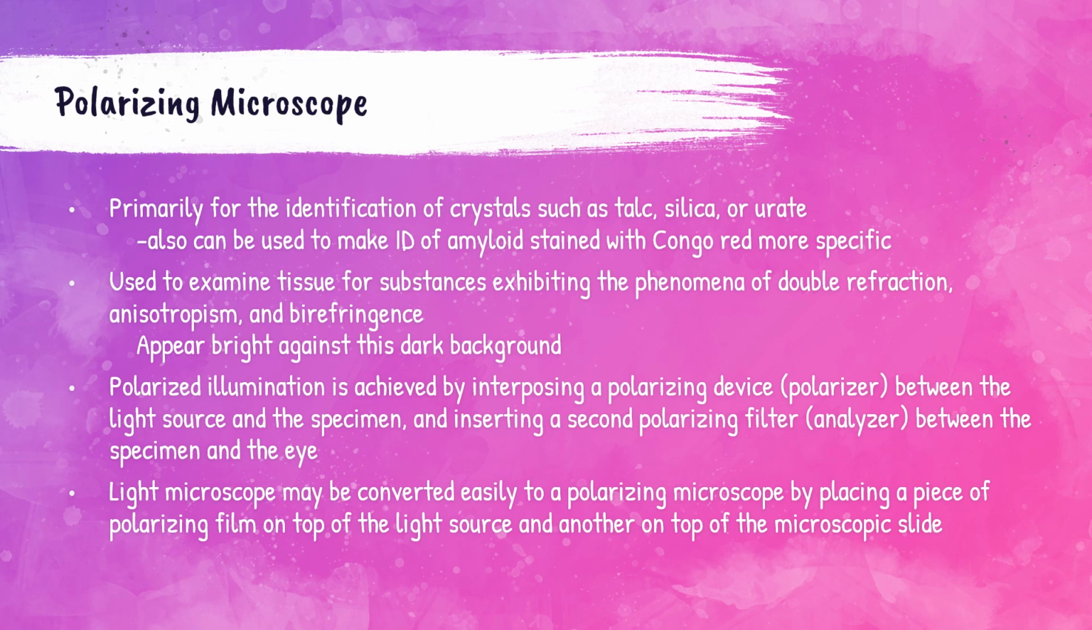In this case, material that has the property of anisotropism or birefringence will appear lit up on this dark background. Polarizing microscopes are used primarily for the identification of crystals like talc, silica, or urate crystals. It can also be used to make the identification of amyloid stain with Congo red stain more specific, and we will discuss this more in our carbohydrates and amyloid lecture. Light microscopes can be converted into a polarizing microscope by placing a polarizing film on top of the source of light and another on the top of the microscope slide.